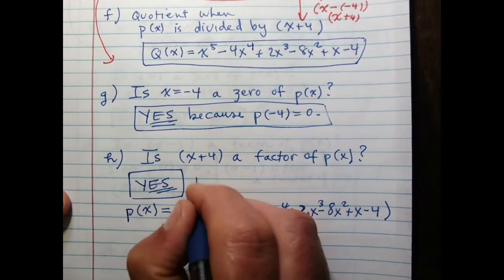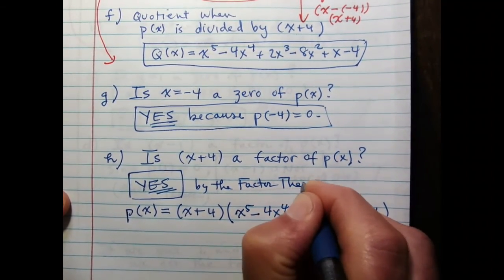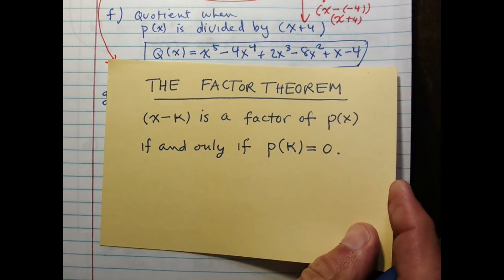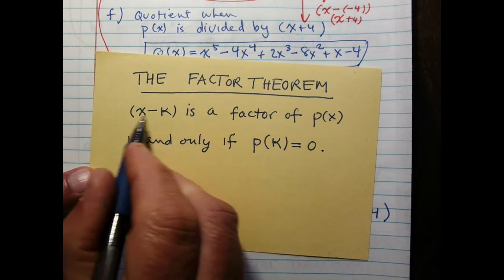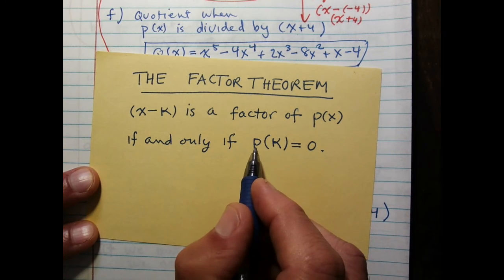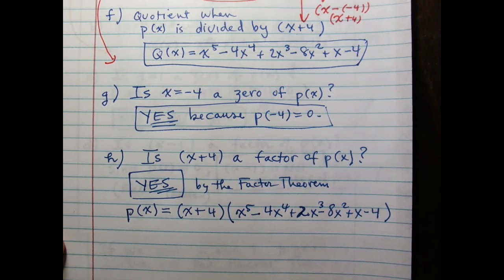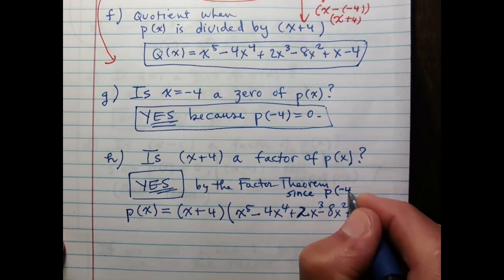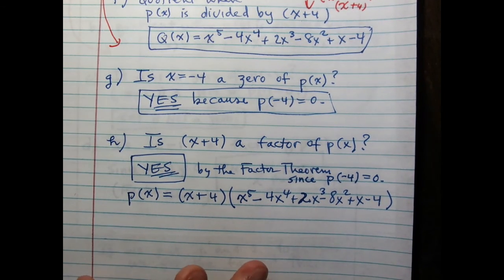So yes, by the factor theorem, that's going to be a factor. So x minus a negative 4, which is x plus 4, is a factor if P of negative 4 is equal to 0. So since P of negative 4 is equal to 0, that's the end of part H. Excellent exercise.